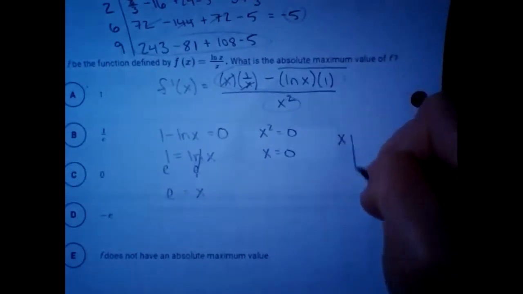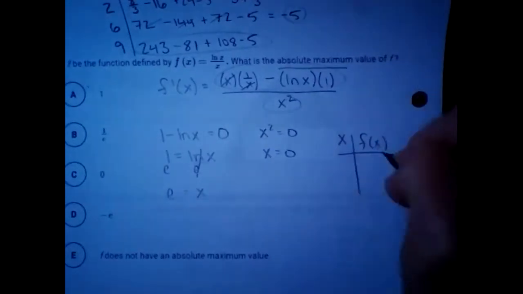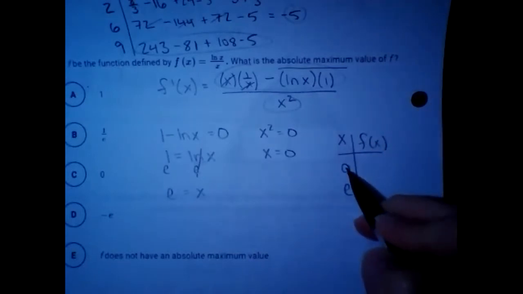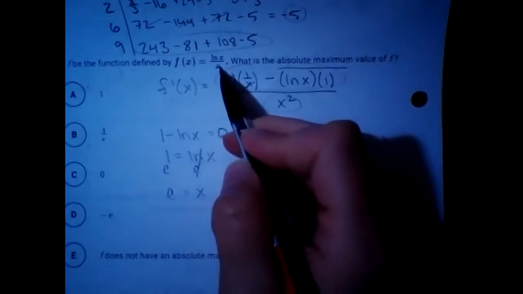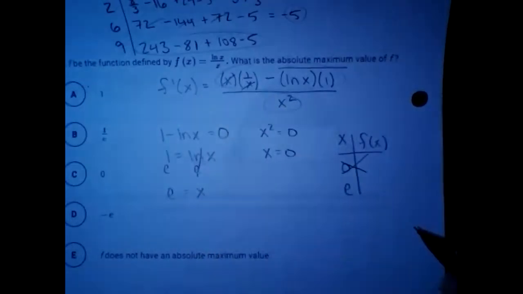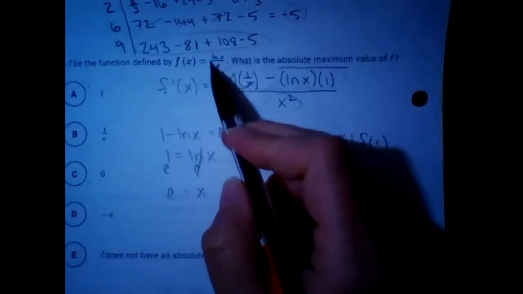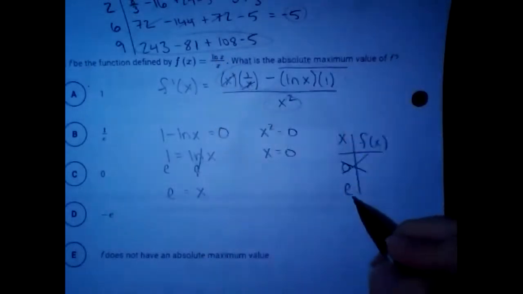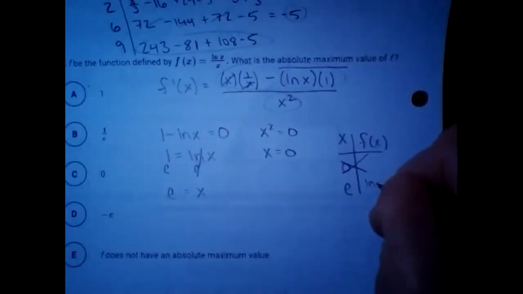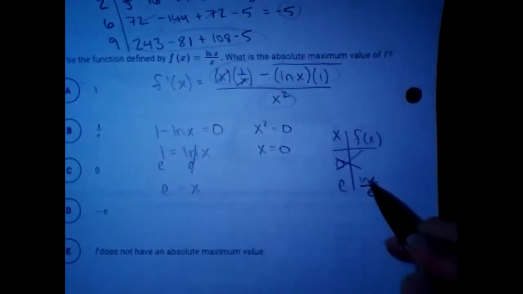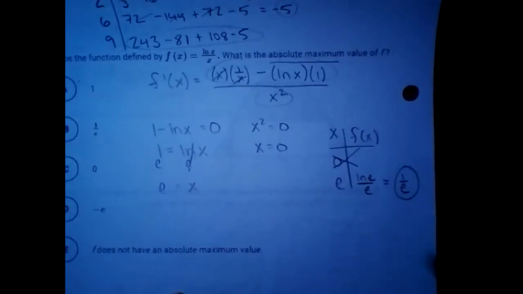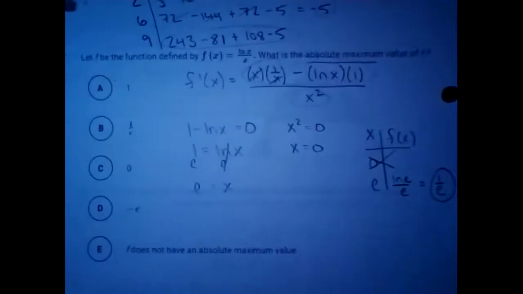So I'm still going to go ahead and make a chart. We're going to plug these in and see which one is the biggest. I actually think 0 is not going to work if I'm remembering this right. Yeah, if you try to plug in 0 here, you get a 0 denominator that's going to be undefined. So you actually can't plug 0 into this function. It's not part of the domain. And then if we plug in e, ln of e over e. ln and e cancel, so that's just going to be 1. So 1 over e is our answer there. So that one is B.